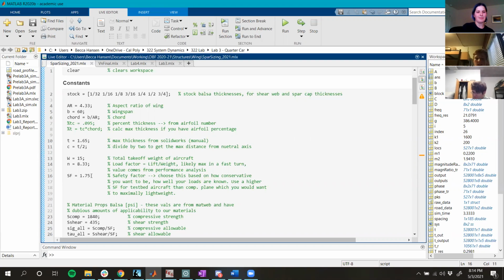Granted, 1.75 a lot of people think is even high for DBF, because there's zero tragedy if you crash, you know. So you can totally lightweight it if you really want to. Motto's like, challenge accepted.